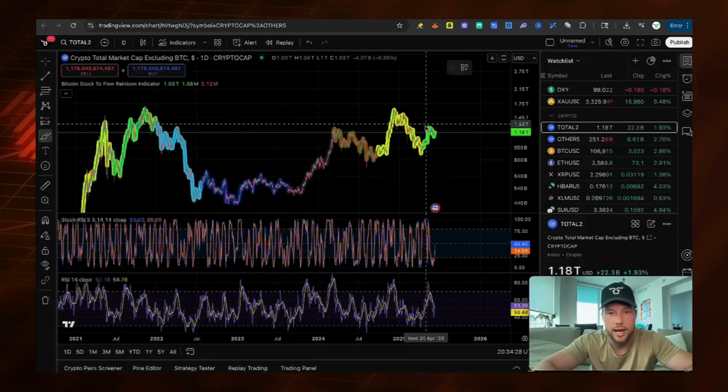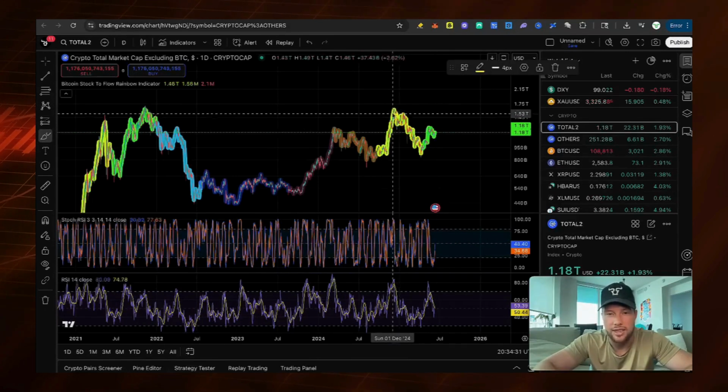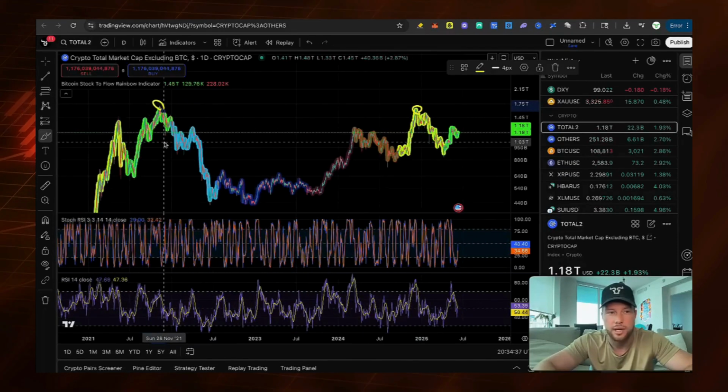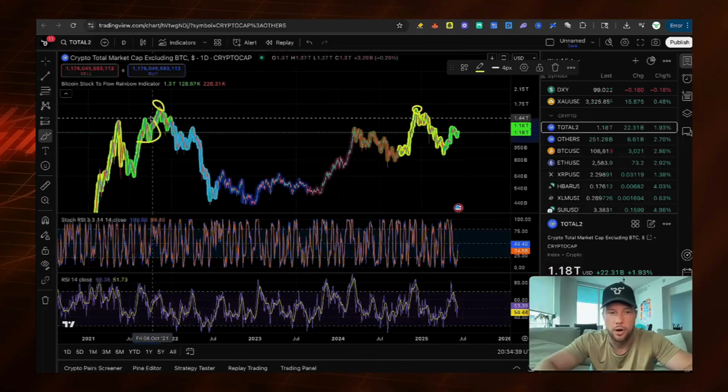So you guys can see right now, we are well below the high of the 8th of December and well below the high from 2021, where at this phase of the Bitcoin stock-to-flow rainbow indicator, we were all the way up here.